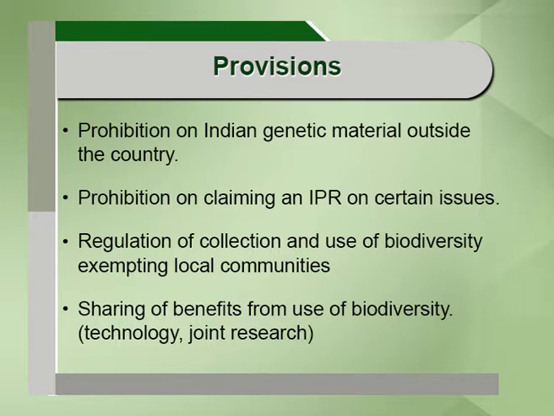The other provision is regulation of collection and use of biodiversity, exempting the local communities, because any Indian citizen cannot use or collect the forest products, because that forest product is localized to some of the tribes only. So, for any Indian citizen, the only exception is the local communities, who can easily collect as well as utilize those resources. And there is the sharing of benefits from the use of biodiversity, through technology, joint research, and private research, which can also be benefited by sharing.